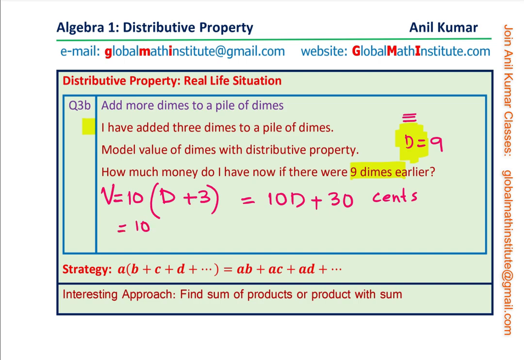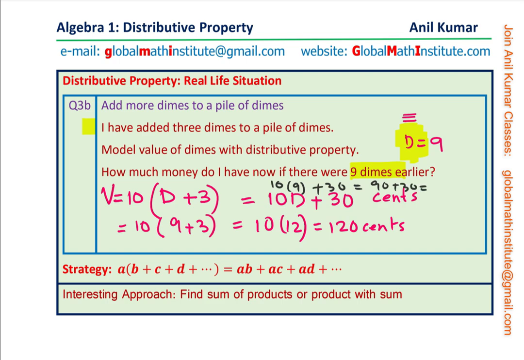So that means basically I'm saying 10 times (9 plus 3). Do you see that? So I could now do 10 times 12, right? And get 120 cents as one answer. The other way was using the distributive property, where now we have 9, so we get 10 times 9 plus 30. Do you see? And this is 90 plus 30, which is also 120 cents. Make sense?